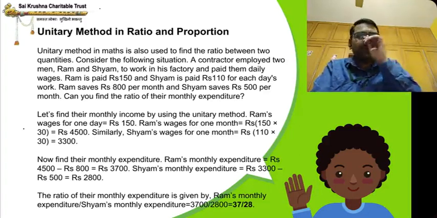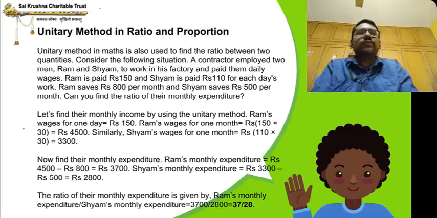Similarly, Shyam's wages for 1 month: his daily wage is 110. For 1 month, what do you have to do? There are 30 days in a month. So for 1 day, he gets 110. For 30 days, 110 into 30 is 3,300.